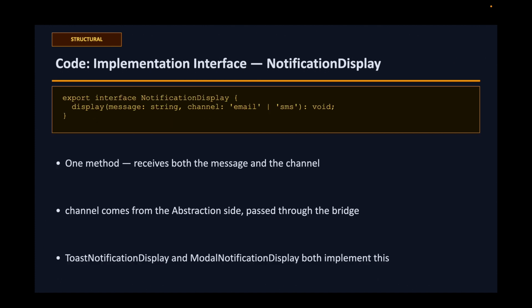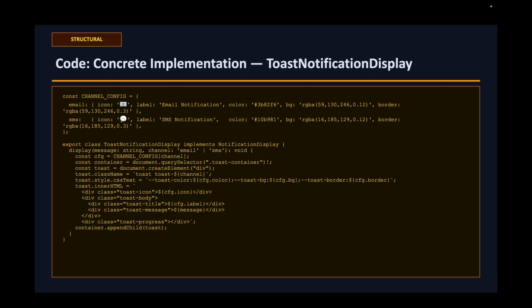Here we have the notification display. The notification display has one method. It takes the channel as the parameter, and this is where the value coming across the bridge gets used. The display doesn't know or care how the message got here. It just needs to know the message text and which channel it came from so it can pick the right icon and accent color.